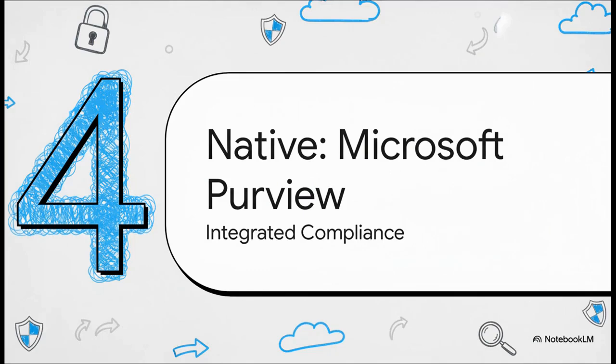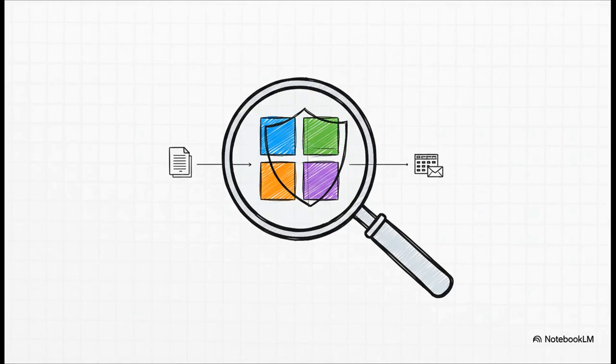And now for our final category, which is a really unique player. If your organization basically lives and breathes in the Microsoft 365 world, well, you might already have a powerful DPIA tool right at your fingertips. The absolute key feature for Microsoft Purview is its seamless integration. It connects directly with all your Microsoft 365 services to find and classify data, giving you actionable insights without you ever having to leave the ecosystem you already work in every single day.